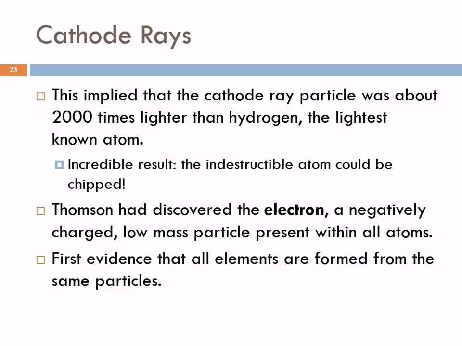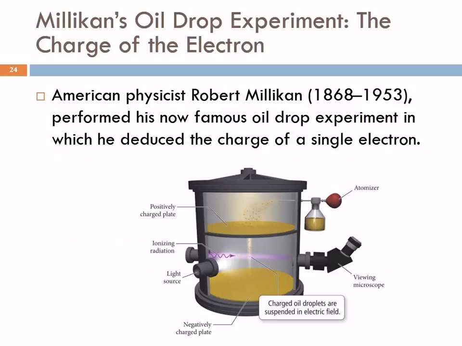And we now know that the electron is part of the atom. It's a negatively charged, low-mass particle that is present in all atoms. That's why the cathode rays were the same, no matter what the cathode was made out of. The particles coming out of them were electrons. All atoms contain electrons. And this was the first evidence that elements are formed from the same particles. Different elements are formed from different atoms, but the atoms themselves do have pieces inside of them.